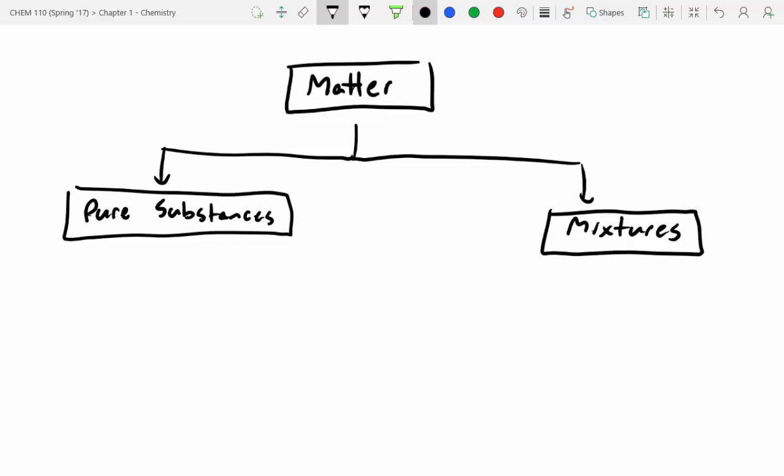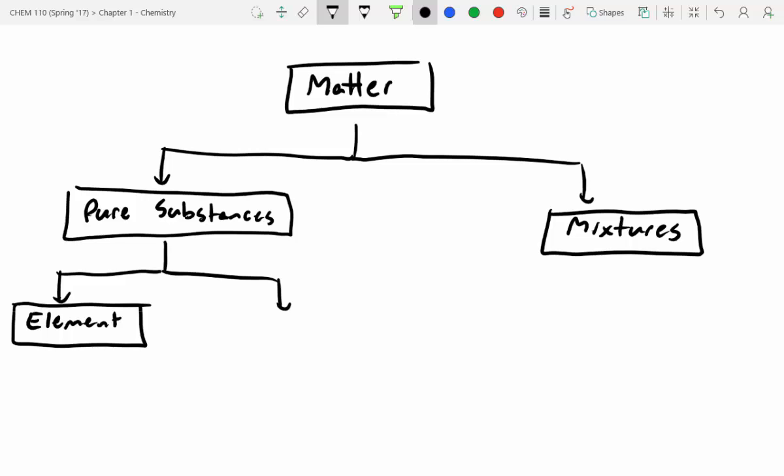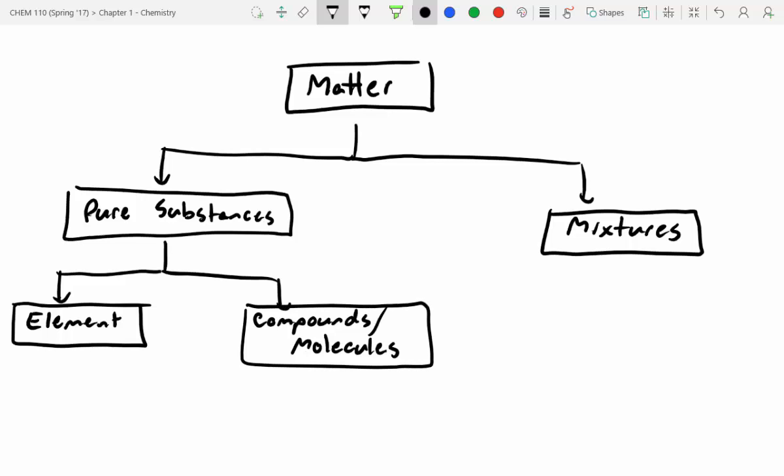All right, pure substances. We actually have to subdivide this even further. There are two different types of pure substances. There's one type where it's just an element. And then on the other side, you've got compounds or molecules. What do you guys think the difference is? Yeah, exactly. A molecule is made up of more than one element.